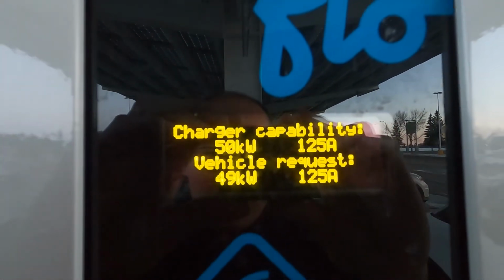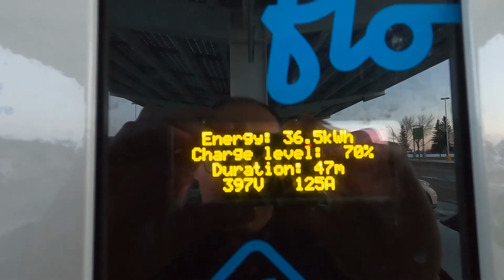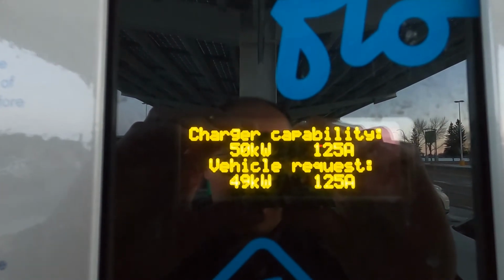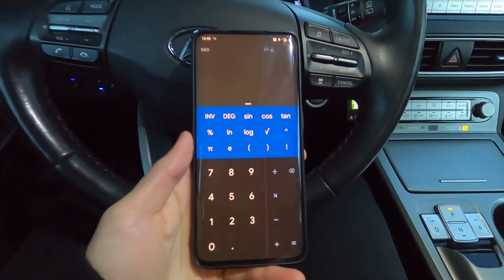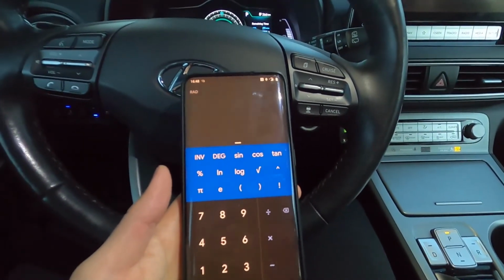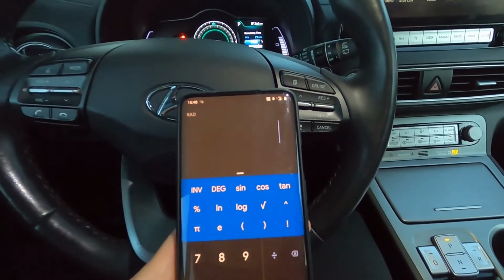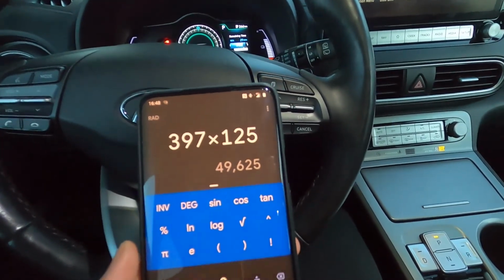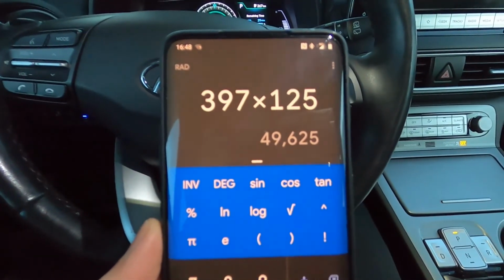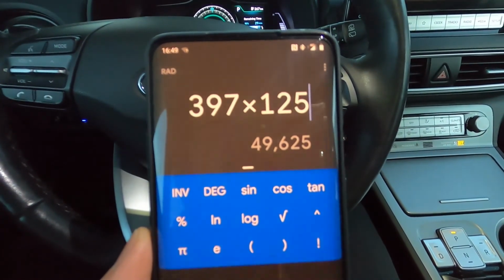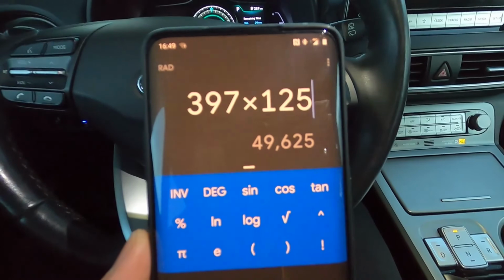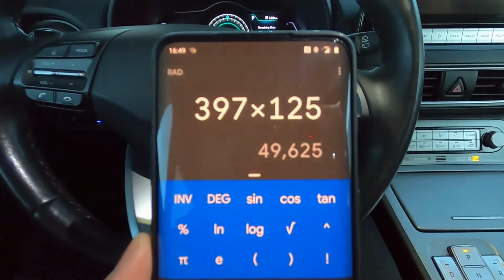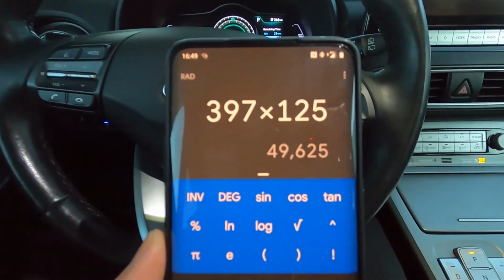Now it measures it both in kilowatts and in voltage and current. 397, 125. Alright, that should make 49 kilowatts. Here is my handy dandy calculator. Let's make some calculations. So what we saw was 397 volts multiplied by 125 amps. Wow, look at that. It's 49,625 watts. That means it's just under 50 kilowatts, so 49.6 kilowatts. Looks like the charger is telling us the truth.